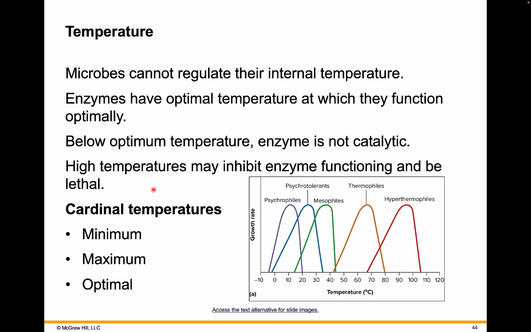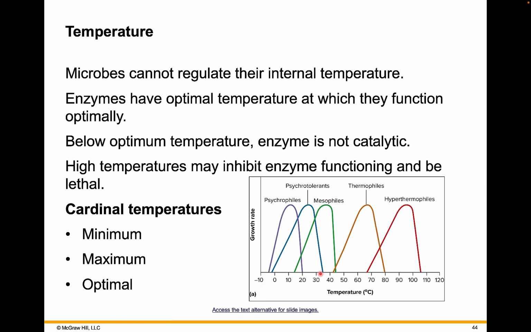The next environmental factor after pH is temperature. Microbes cannot regulate their internal temperature, and the enzymes all have an optimal temperature at which they function optimally. Below the optimum temperature, enzymes are not catalytic. And of course, a high temperature can inhibit enzyme function and even denature and destroy them. So the cardinal temperatures are essentially the minimum, maximum, and the optimal temperature, as we said.